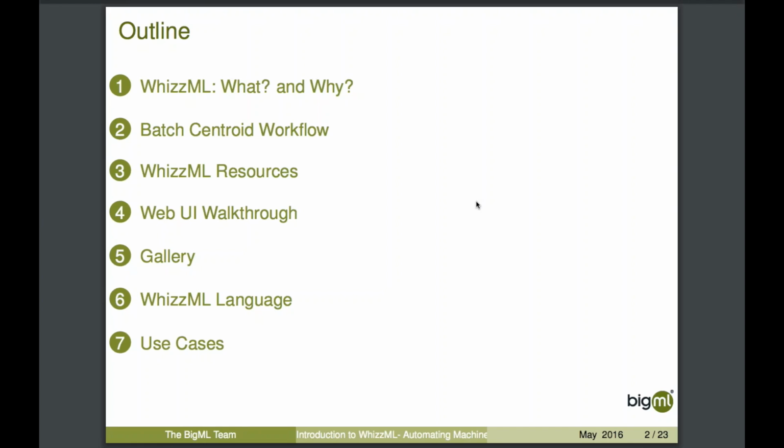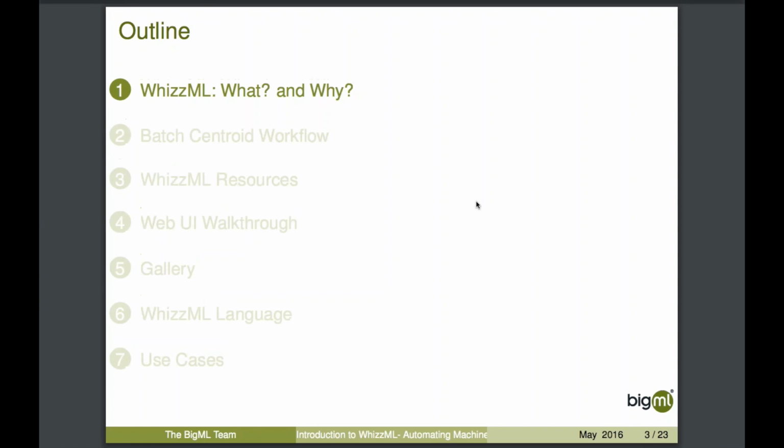The next thing we're going to talk about is how we implemented WhizzML on the BigML platform. WhizzML are new types of BigML resources, and we'll go over that. I'm also going to do a basic web UI walkthrough so that when you guys are exploring the BigML website, you won't be totally lost as to how you can test out WhizzML. And then we'll be talking about the gallery too. The gallery already existed for models and data sets, but we think it's going to bring an extra big punch to WhizzML, so we're going to go over that again. We're going to end by going over the WhizzML language itself, and then talk about some very basic use cases.